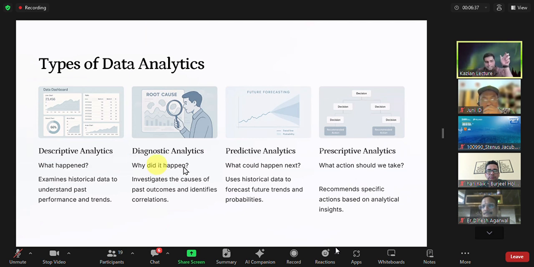Descriptive helped us to understand the history, diagnostic helped us to understand why it happened, then predictive helped us understand what will happen, what can happen, what might happen, and prescriptive is there to solve what should be my action item, what should be my management strategy, mitigating strategy that will help me to counter that problem.